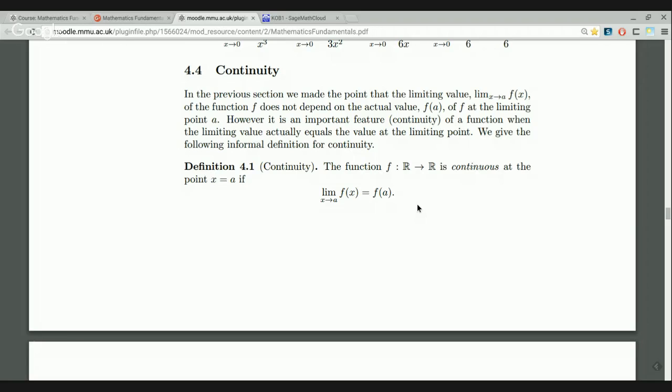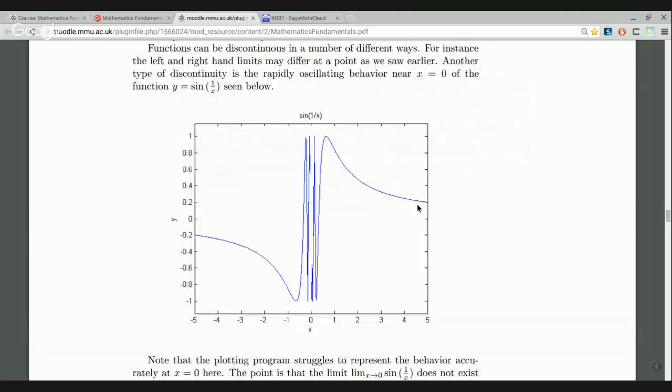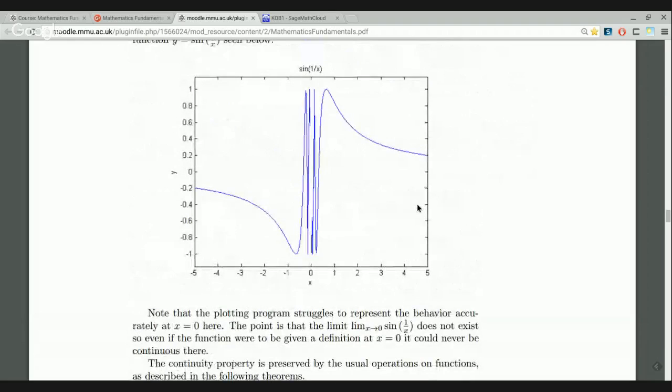And points of discontinuity don't always fit into this kind of sudden change picture. So this picture is kind of showing an instantaneous or sudden change in value, which is taking place here. So there's another type of discontinuous behavior shown in that graph on page 37, which I've just put on the screen now. So this is the graph of the function sine of 1 over x.